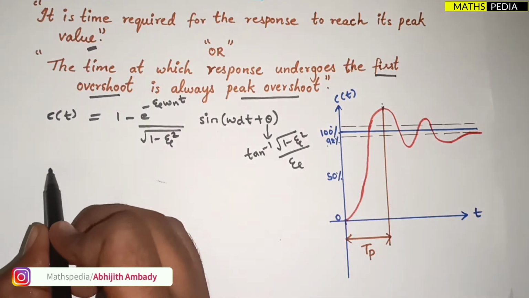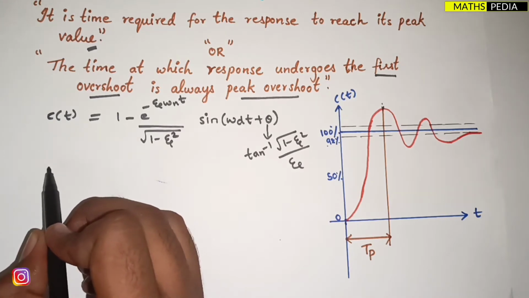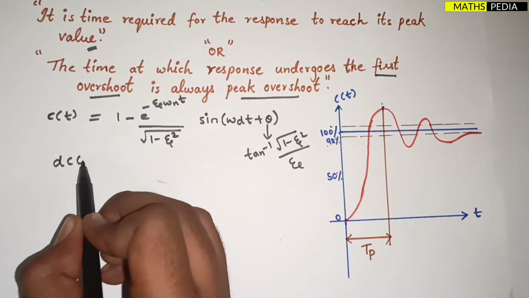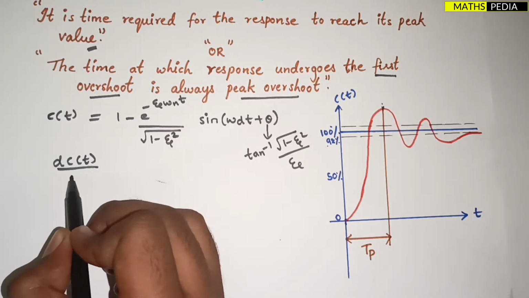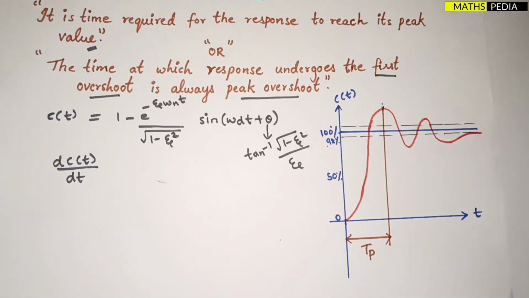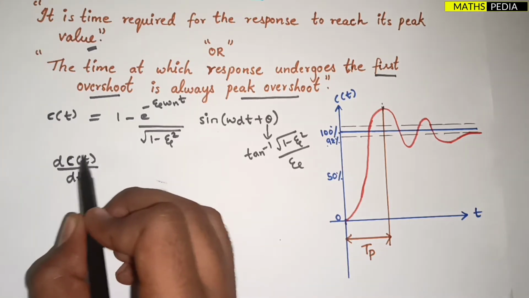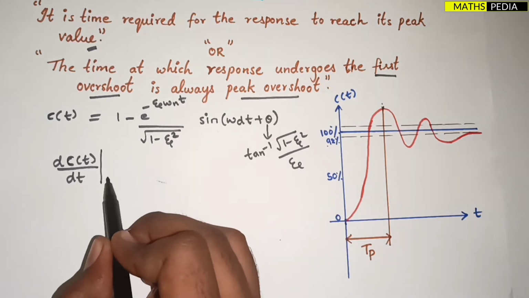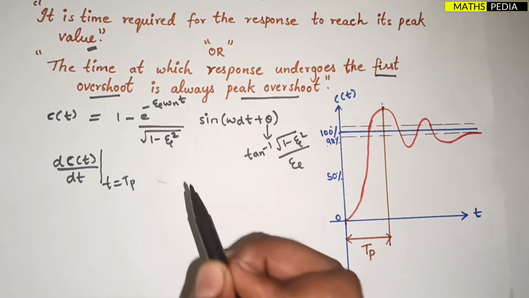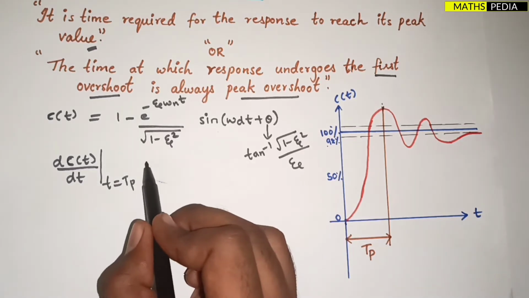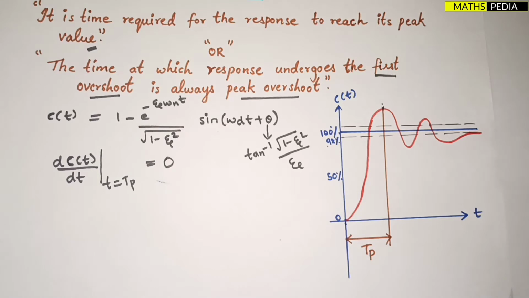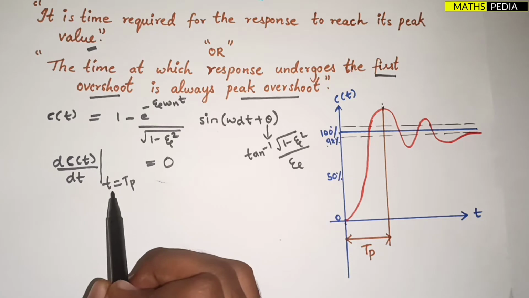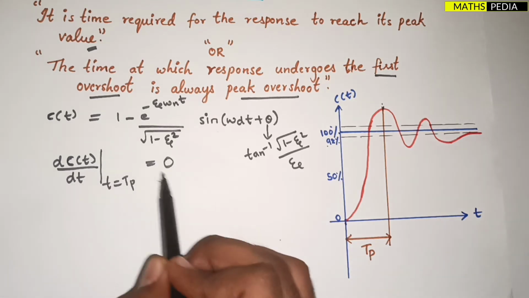For the peak time derivation, always remember what we need to do. We have to differentiate C of t with respect to t, and at last put t equal to Tp, because we want the peak time, and equate it to 0. That's the procedure. For peak time derivation, differentiate C of t with respect to t, put t equal to Tp at last and equate it to 0.